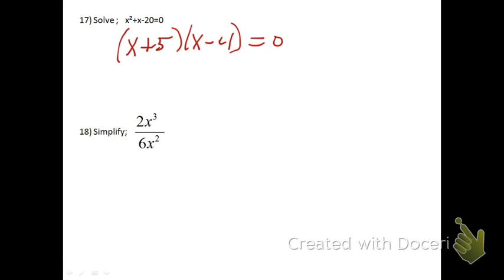So when is x plus 5 equal to 0? When x is negative 5. When is x minus 4 equal to 0? So when x is 4. So there's my two solutions.